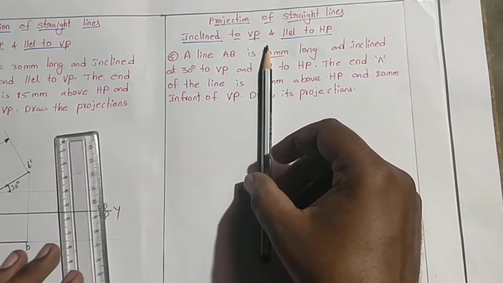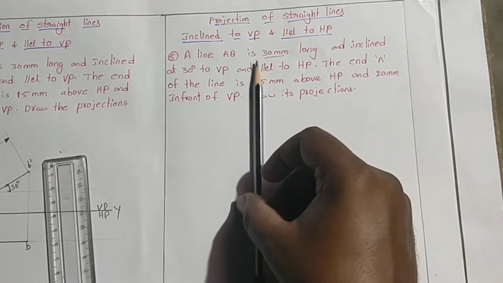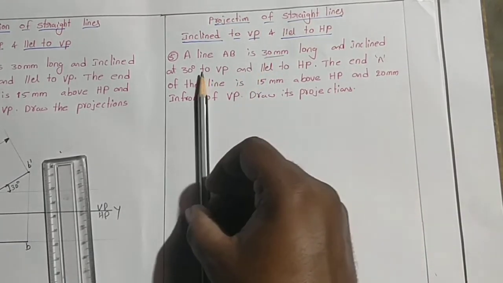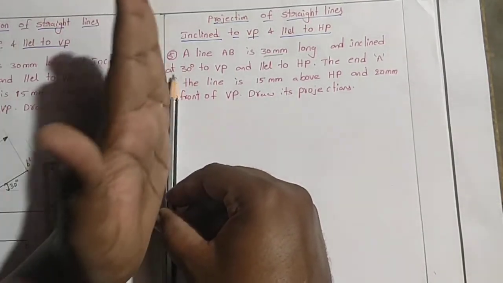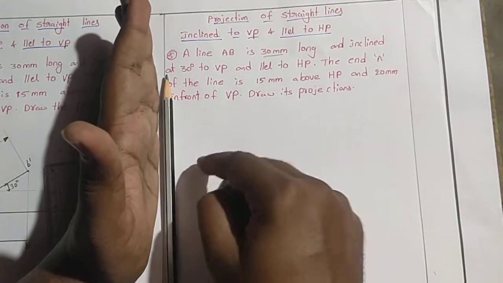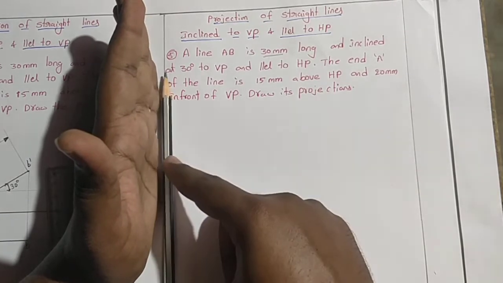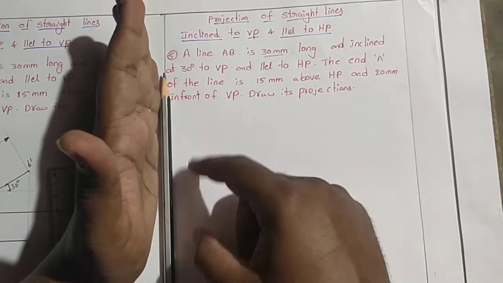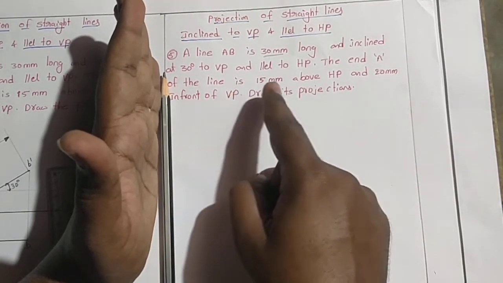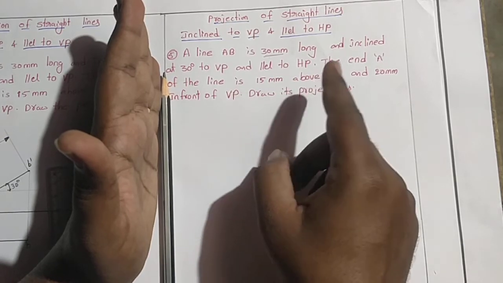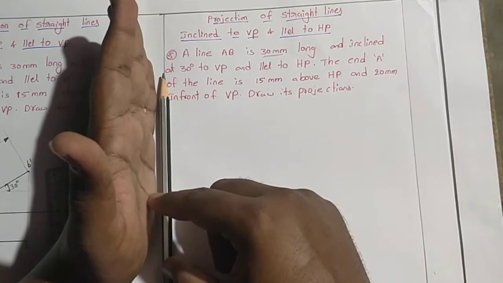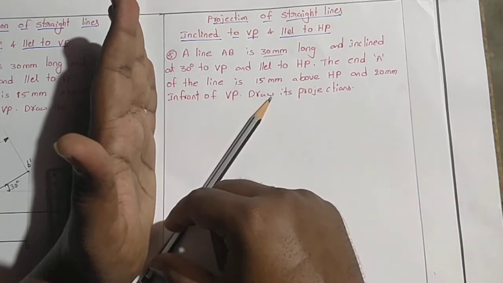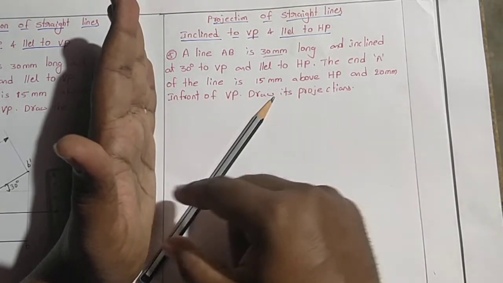Suppose I am considering this line is on HP and on VP. Consider this line as the reference line. Suppose it is the vertical plane and it is the horizontal plane. The line is on the reference line. Now the given condition is the line AB is 30 mm long, inclined at 30 degrees to VP. Suppose it is VP, that means I am rotating this 30 degrees to VP.